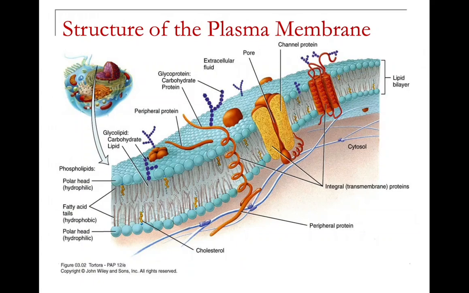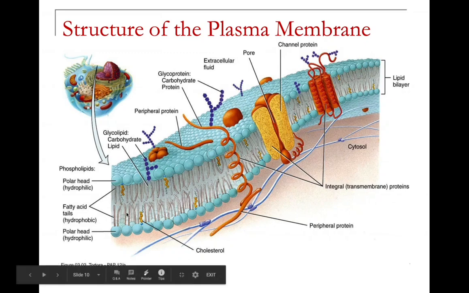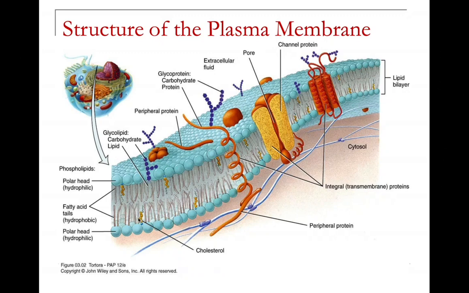So this is a nice picture here. It's showing your phospholipid bilayer here, the polar head. It's going to be hydrophilic. It's going to like water. You've got the fatty acid tails that are going to be hydrophobic. This is going to be the cholesterol. This is going to prevent these from packing too densely together.